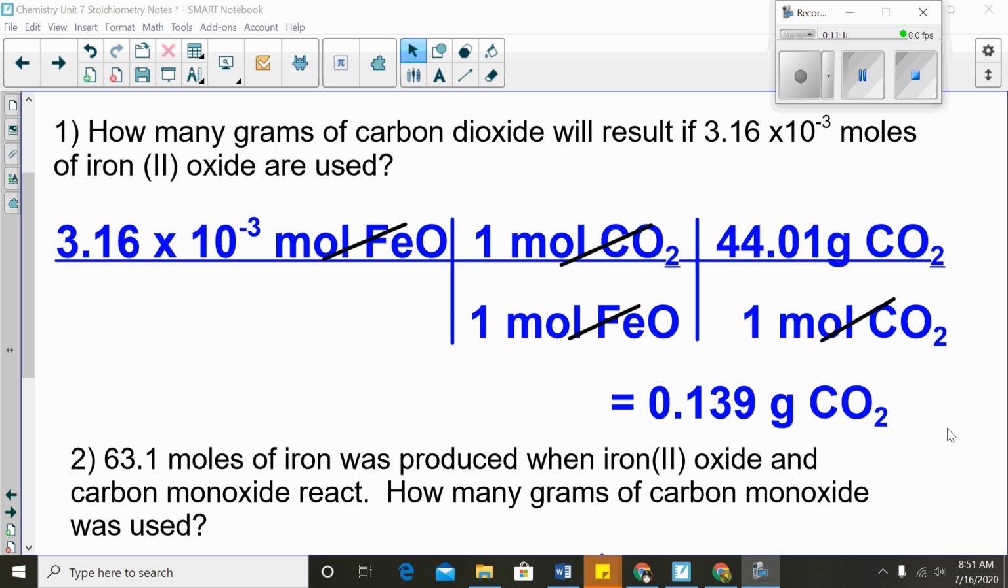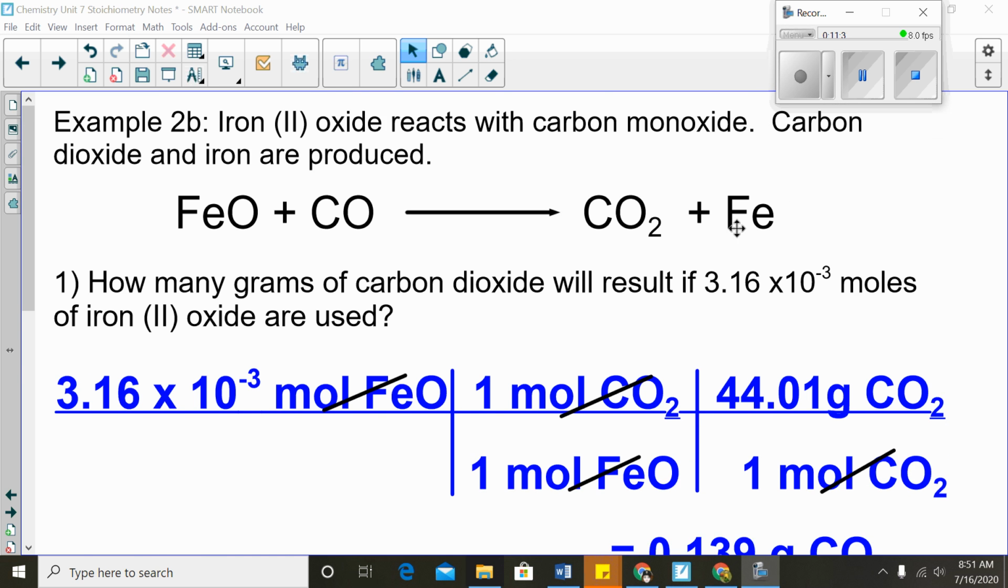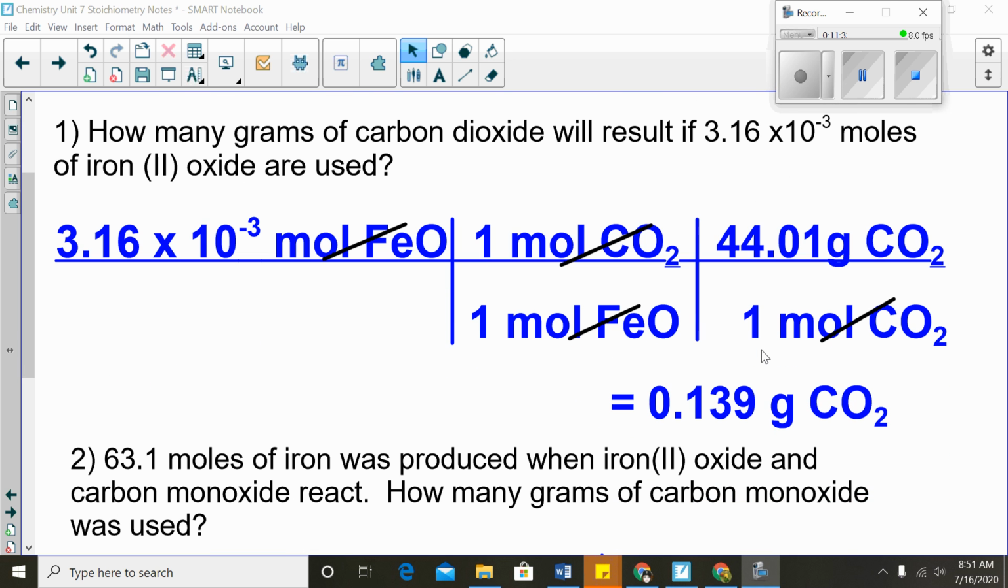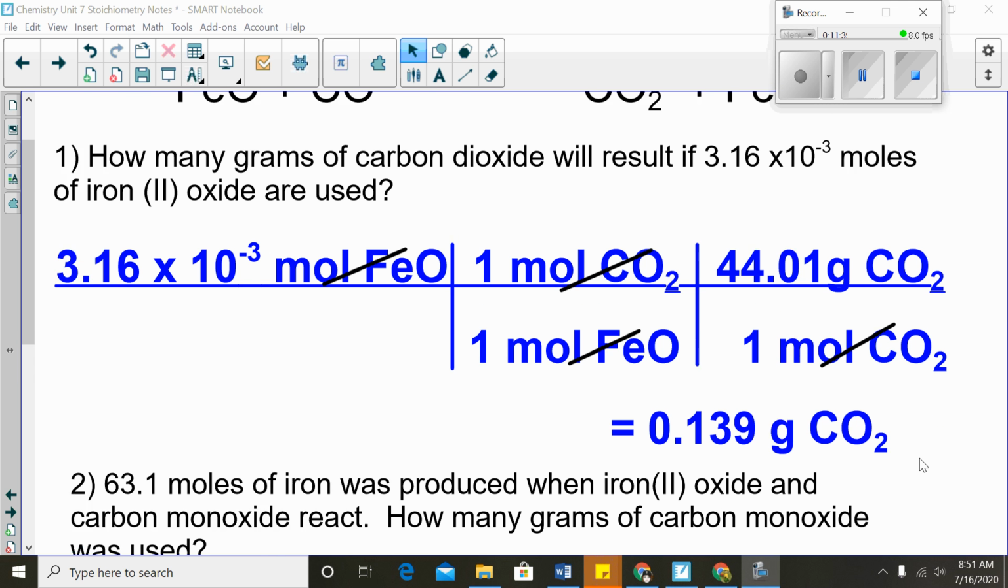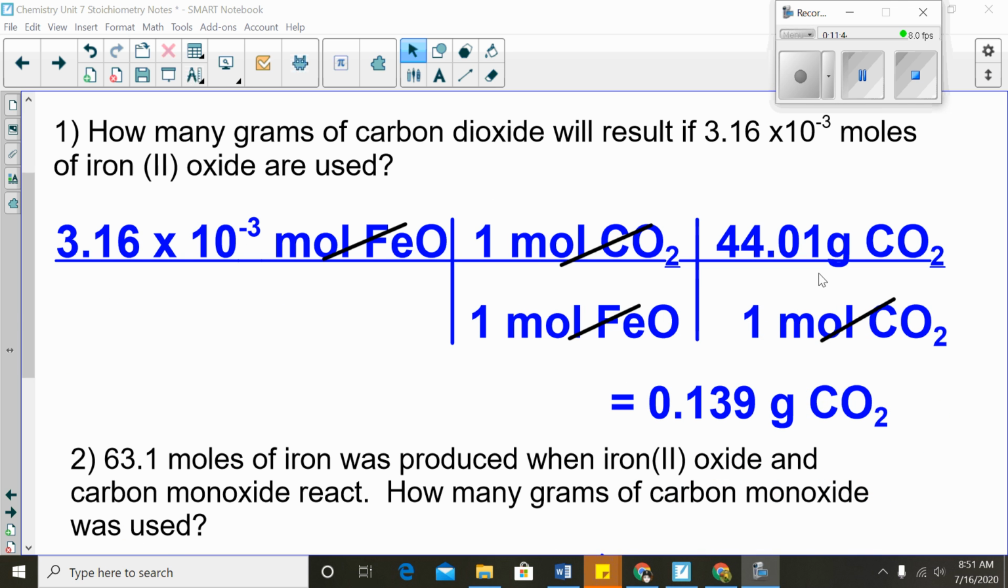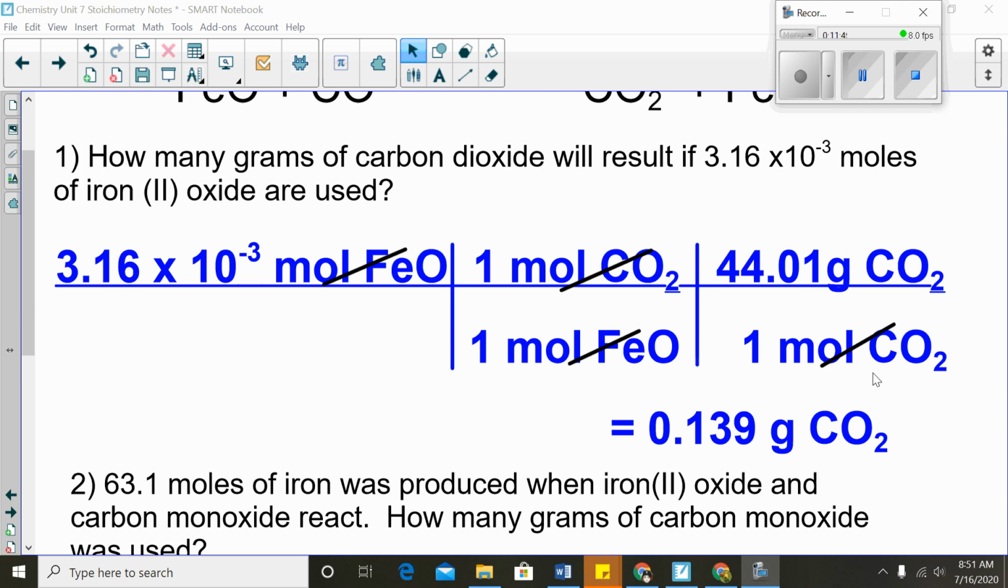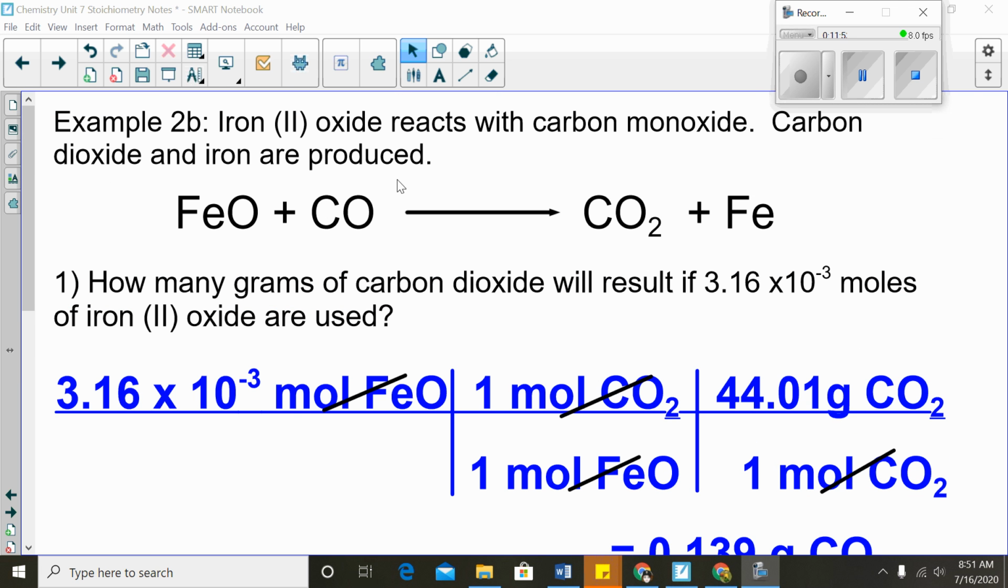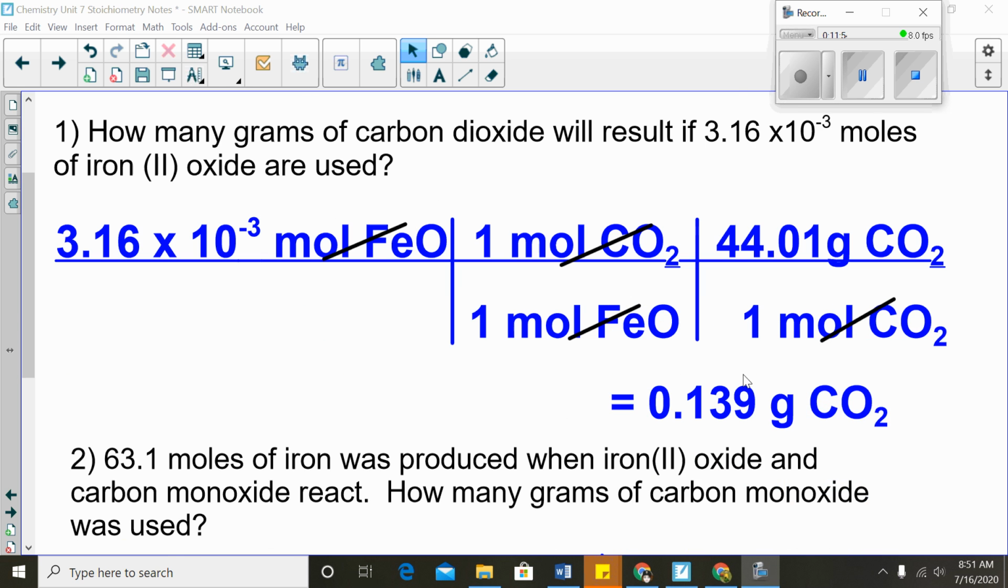I know there's a lot of formulas here, a lot of substances have been named, but you have to look at your starting point and what you're trying to find. So your starting point is 63.1 moles of iron right here. Okay, it says that was produced, and all that this is describing is the reaction. It said when iron 2 oxide and carbon monoxide react. So when these two react, you get so many moles of iron. How many grams of carbon monoxide was used? So to make so many moles of iron, how many grams of CO is needed?